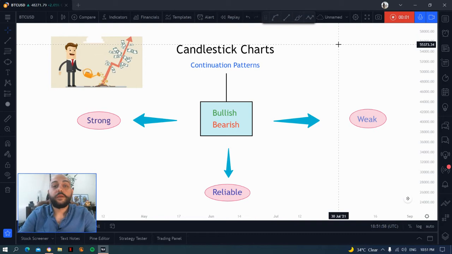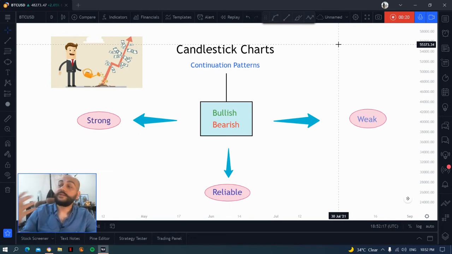Hello everyone and welcome back to my third video about candlestick charts. In our first video we talked about the structure of candles and different types of candles. In our second video we talked about reversal patterns, and today we're going to be talking about continuation patterns. Now what are continuation patterns?